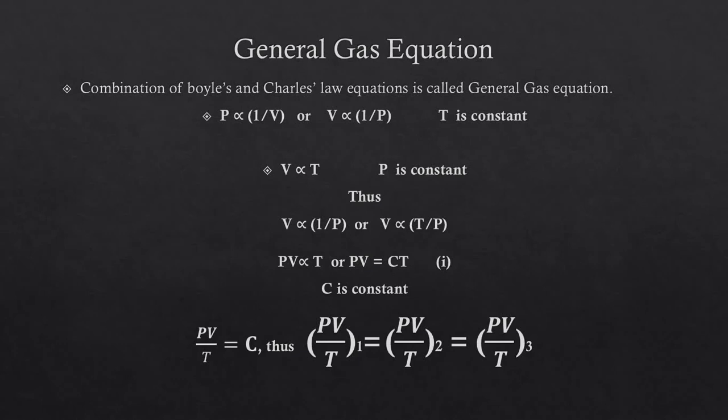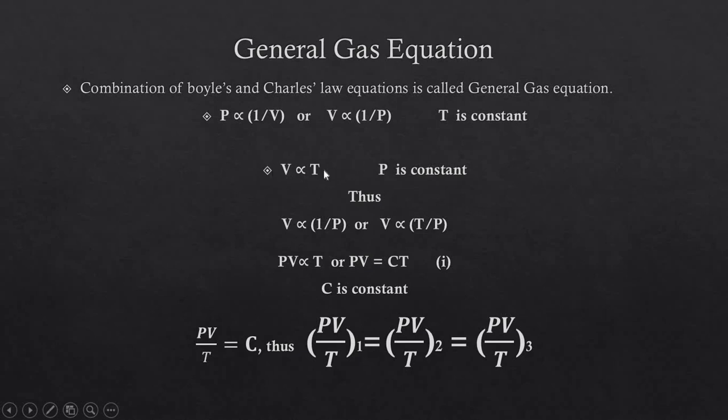General gas equation. Now we combine the above discussed laws, the combination of Boyle's and Charles's laws, and this equation is called the general gas equation. Here you can see the Boyle's law equation. With simple rearrangement, we have V inversely proportional to the pressure, where T is constant.